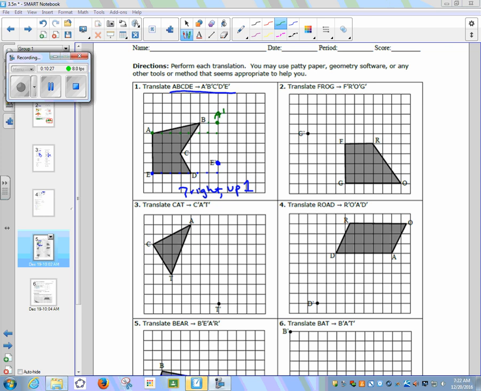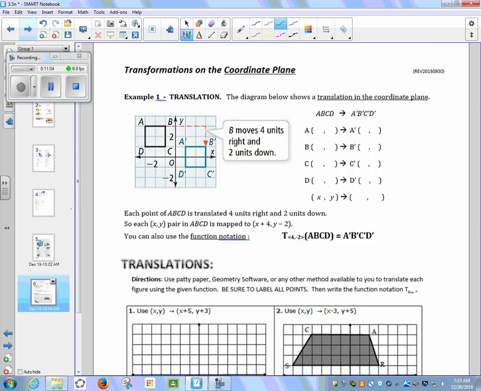B is going to be 1, 2, 3, 4, 5, 6, 7 to the right, up 1. That's B prime. C, 1, 2, 3, 4, 5, 6, 7 to the right, up 1. That's C prime. And D, 1, 2, 3, 4, 5, 6, 7 to the right, up 1. That's D prime. So then just connect it, and you should have a figure, a resulting image that is congruent to your original. Notice this one goes to the left and up, and you just have to count it out to do it. I just wanted to show you that.